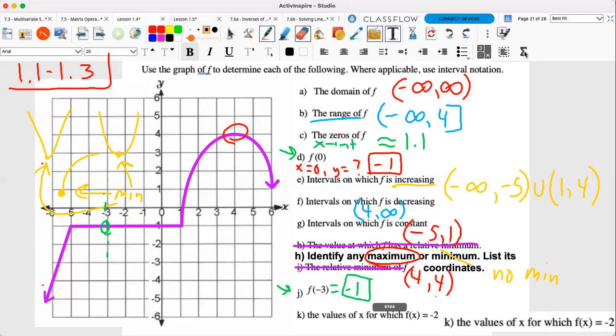And the last one, the values of X for which F of X equals -2. That's kind of like the reverse of the last problem, right? That's saying if Y is -2, X equals what? Y is -2 right there. -5.4 something. Again, if I asked you that on a test, it would not be ambiguous like that. Or if it was, then you could say that it's roughly -5.4.